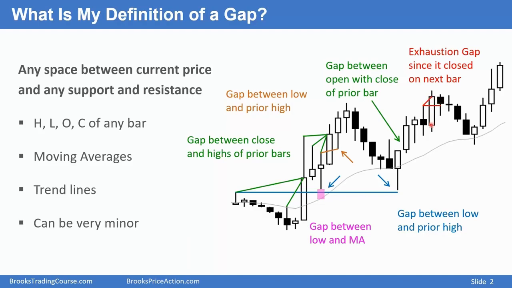Exhaustion gap does not mean trend reversal. It just means the bulls are exhausted, and they usually wait a few bars before buying again, which they did. This is a buy signal bar, and the bulls bought. This is a test of that buy signal bar high, and there's a gap between the low of this bar and the high of that bar.